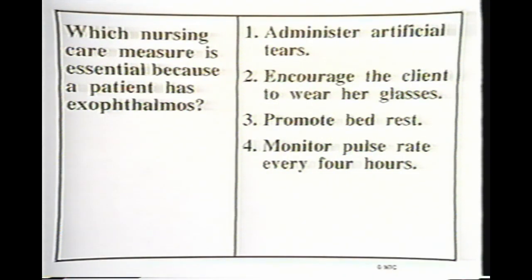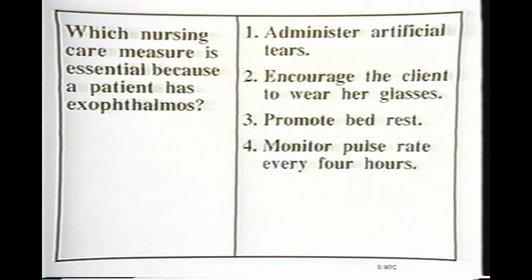So because the client has exophthalmos, it is essential to, number 1, administer artificial tears. As you remember, it is absolutely essential that you have a layer of tears over your cornea, otherwise your corneas will dry out and you'll go blind. If your eyes are bugging out, you don't have this layer of tears, so artificial tears may be very necessary for this patient. The others are not particularly relevant to the exophthalmos.